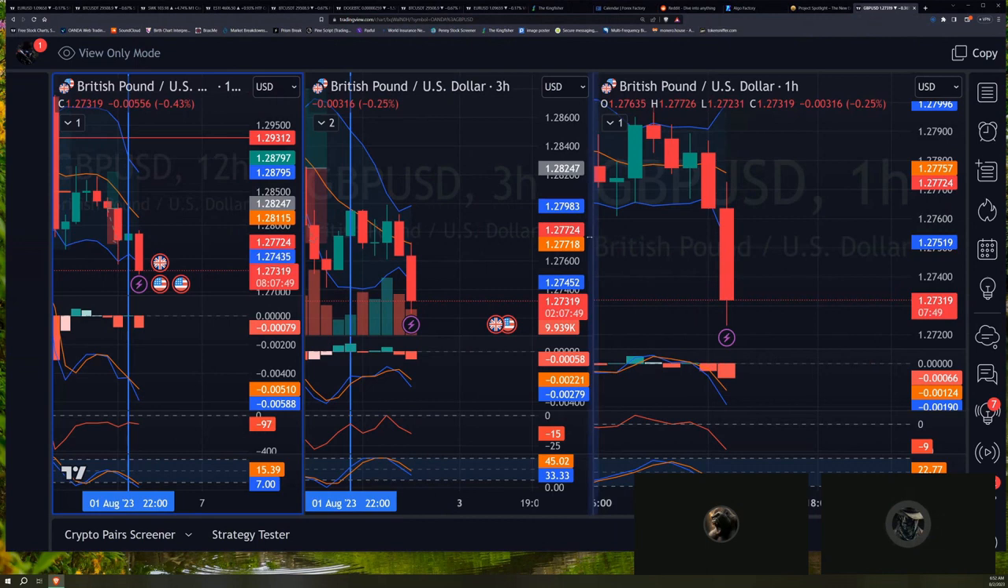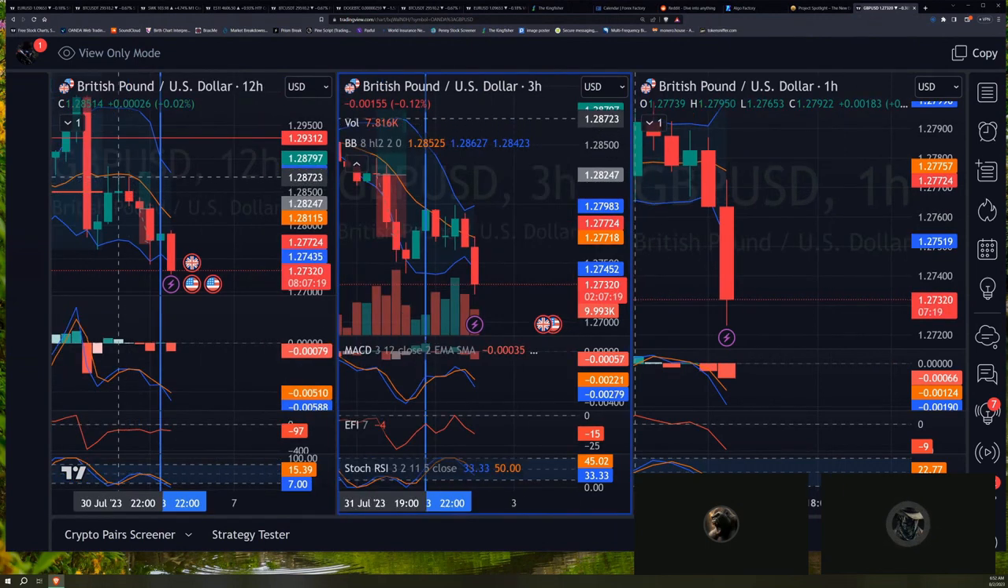I think we talked about this yesterday. 3-hour time frame in the middle, 12-hour time frame on the left. The left is going to be high time frame bias, right? So right now bearish, looking at these indicators. The middle is going to be the trading time frame. So he's basically a swing trader trading in the 3-hour time frame.